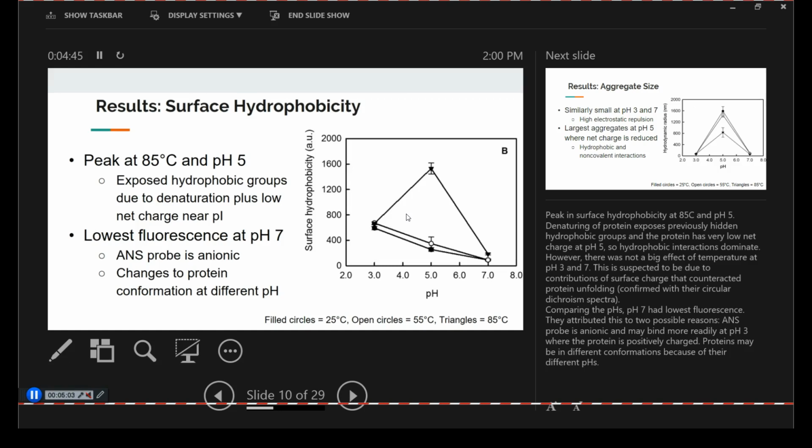And they saw the lowest fluorescence at pH 7, even compared to pH 3. And they said this was because the ANS probe is anionic, so it has preferential binding with a positively charged protein, and also slight differences to protein conformation just due to those different solubilization pHs could make pH 3 essentially a little bit more hydrophobic in its structure after refolding.